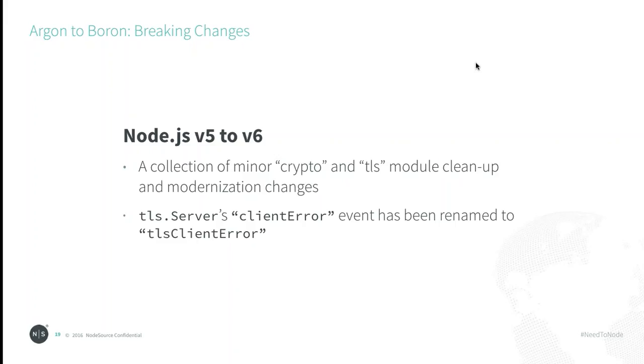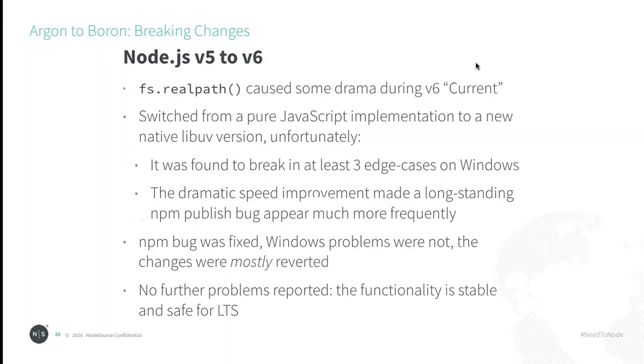So now if you are, for example, listening on an HTTPS server, you can get both clientError events and tlsClientError events. So if you're listening to clientError, you might want to also listen to tlsClientError. These are non-fatal errors that happen on the client end. They won't kill your server, but they're sometimes worth listening to.